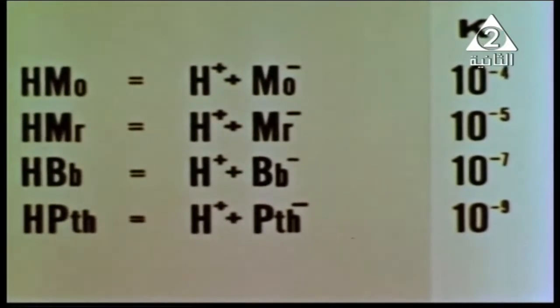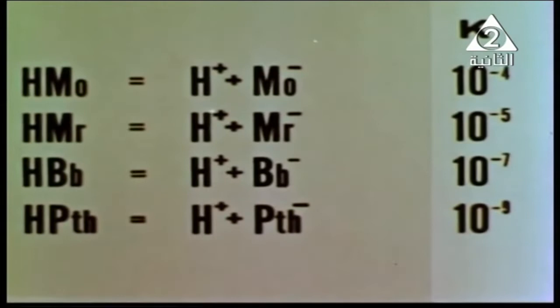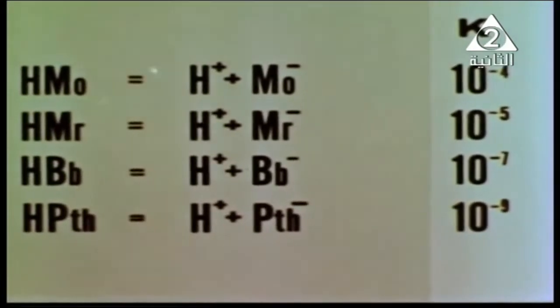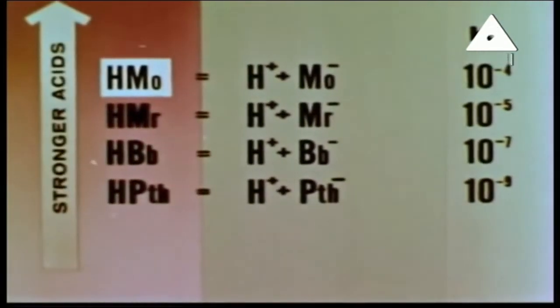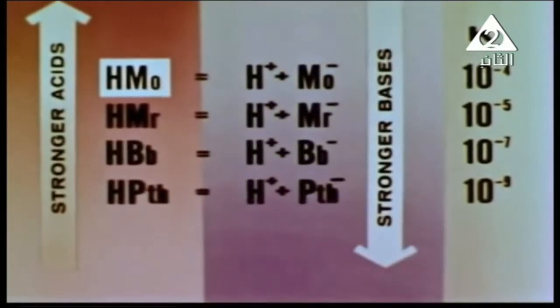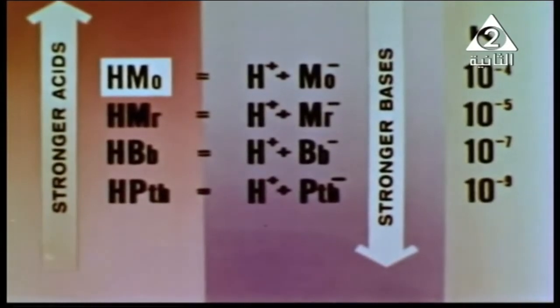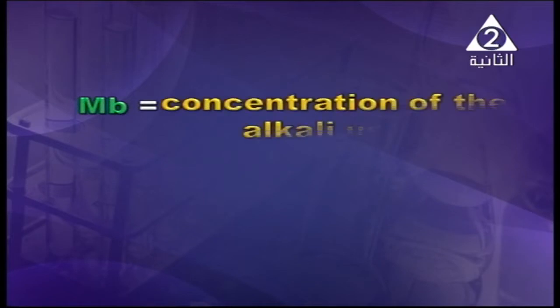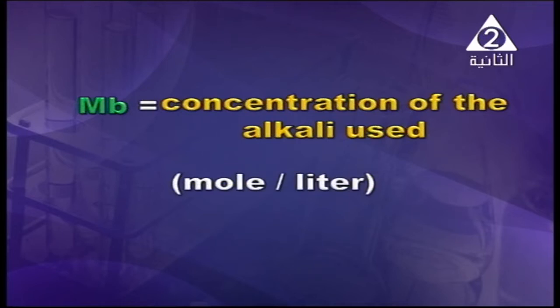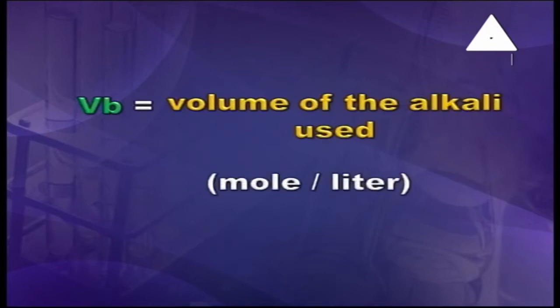So the color of the indicator changes depending on two main factors, H positive and OH negative, acidic or basic. Between them, I have a neutral solution. It's good and important. MB here means concentration of what? Of base. MB means concentration of alkali used, basic used. It means mole per liter. Also, V is volume of alkali in liters.